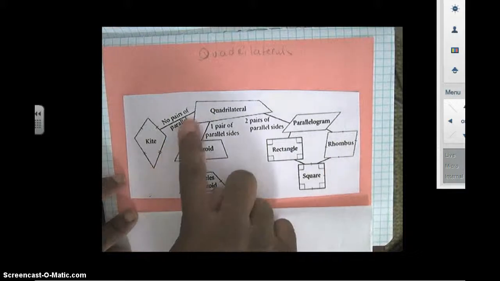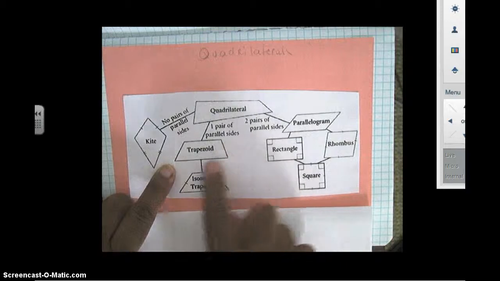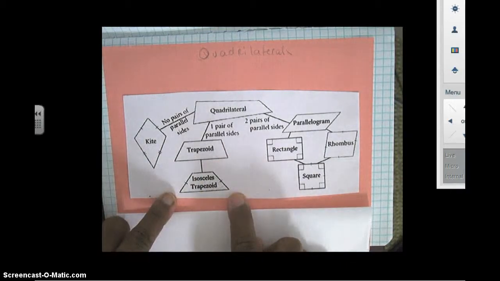Kites have no pairs of parallel sides, but they have two pairs of congruent sides. And remember that congruent means the same size or the same. Trapezoids have one pair of parallel sides, and so this is a trapezoid. Then there's something called an isosceles trapezoid, and I want you guys to guess what that means based off of our previous discussions on what isosceles means.